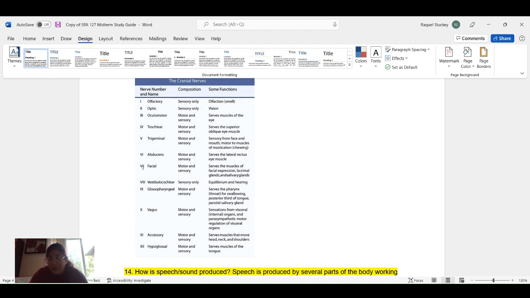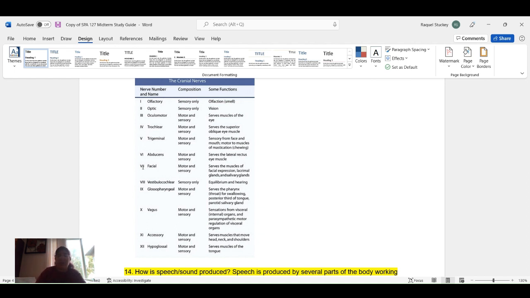Number 5 is your trigeminal, which is both, but. Number 6 is your abducens, which is a motor. My. Number 7 is your facial, which is both. Number 8 is your vestibulocochlear, which is the sensory. Glossopharyngeal is both. Vagus is both. Your accessory, which is number 11, is motor. And number 12, your hypoglossal, is also motor.